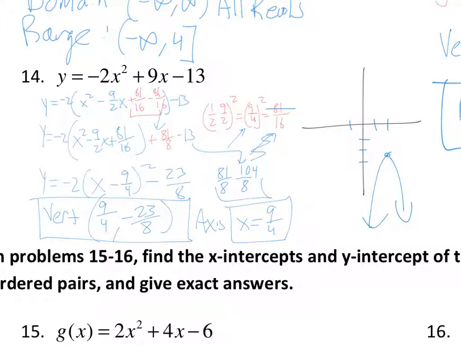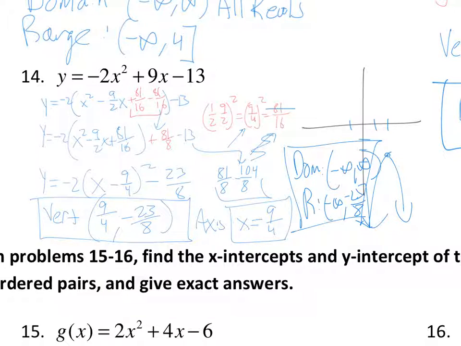All right. So anyways, the domain is all real numbers, negative infinity to infinity. The range is going to be below, so it's going to be negative infinity all the way going up to that negative 23/8. Okay. That's kind of a tough one.